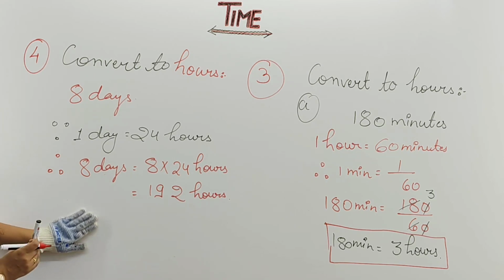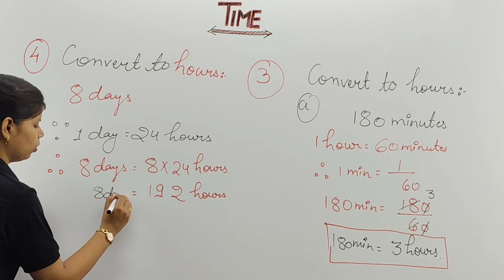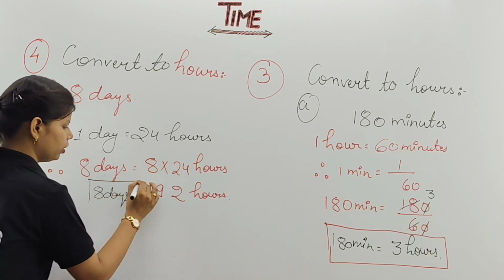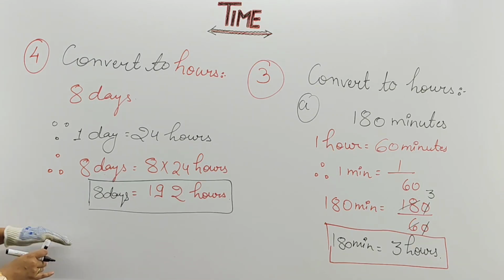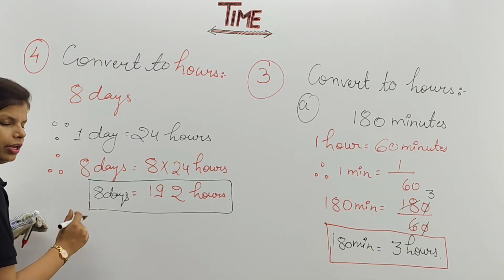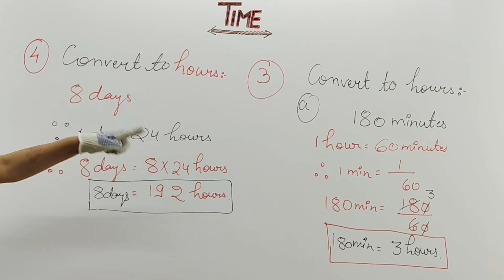Yeah, the answer is correct. 192. That means your 8 days will be equal to how many hours? It will be equal to your 192 hours. These all are the questions which were asked in your examinations, and these all are given in your syllabus. Clear, no? That's why I am discussing each and every question in brief with different patterns.